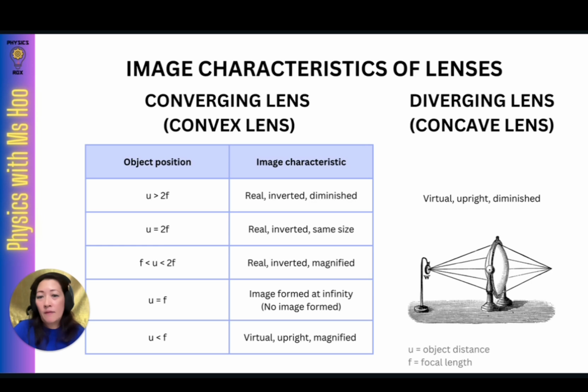If you have an optical device that uses more than one lens, it's possible to mix them up, real upright and virtual inverted. But if it's a single lens, as you can see from this slide, real is always paired with inverted, while virtual is always paired with upright.